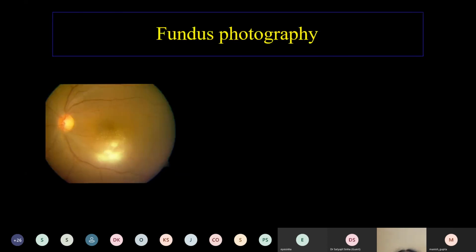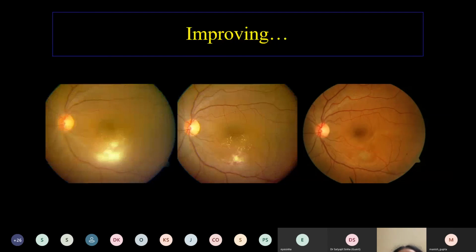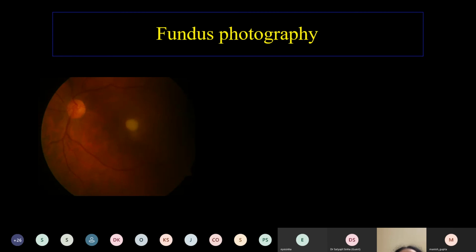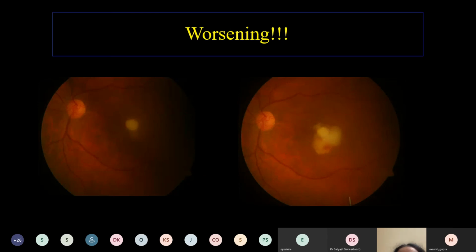Now, next slide, when we see a case like this, so this is the initial presentation. And when we treat this patient, we have the follow-up like this, which shows that the lesion has remarkably reduced, and this is the final follow-up. So this is very good for documenting the improvement. Whereas, on the other hand, if you have a lesion like this, which we have documented by fundus photography, and the patient comes on the next visit like this, you know that he or she is worsening, and you have a very good documentation to show that, yes, the patient has worsened.